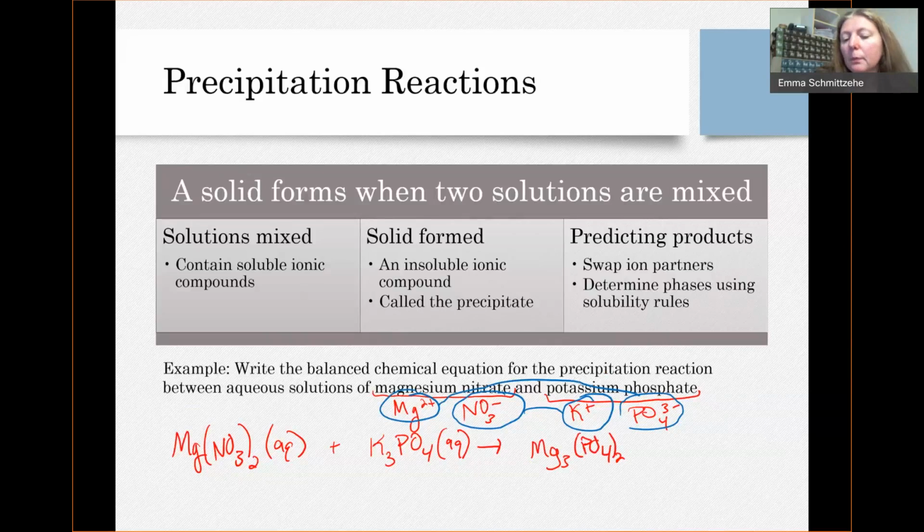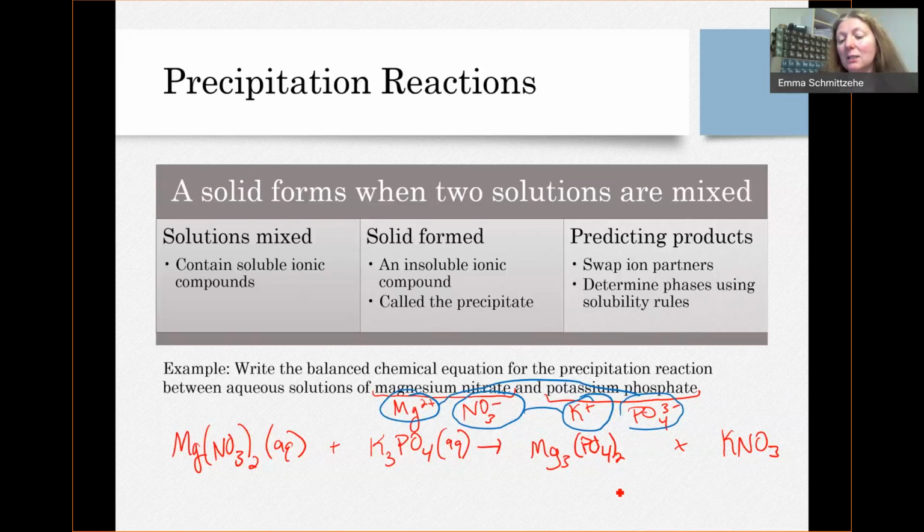And then K+ with NO3- would be KNO3. And make sure you're always writing your cation before the anion. Okay, so those combine 1 to 1 because a +1 and a -1 makes 0.